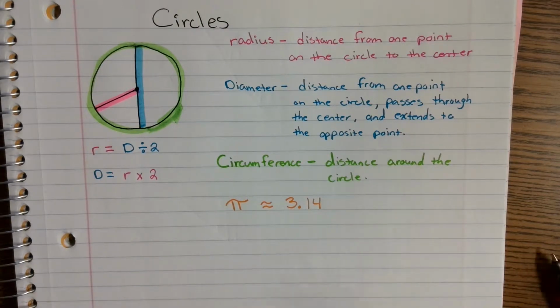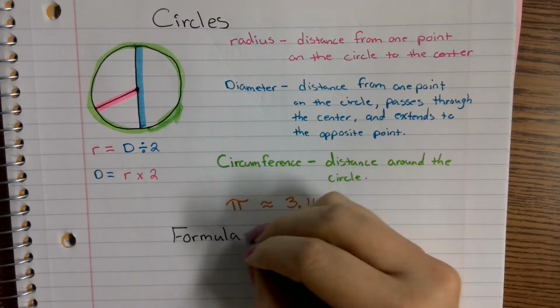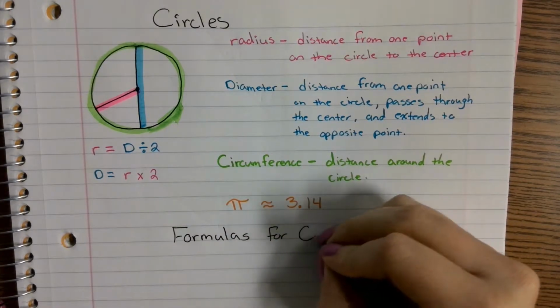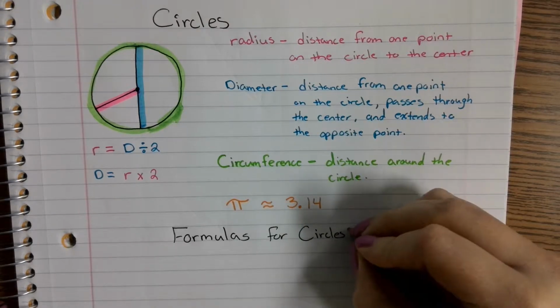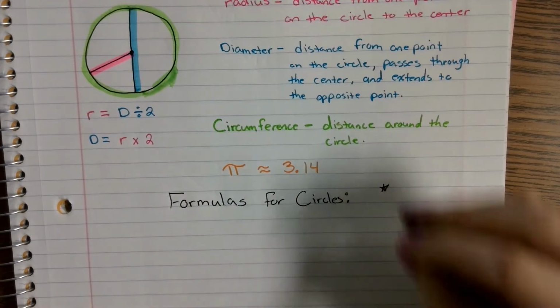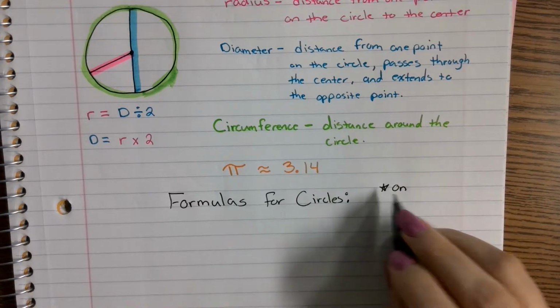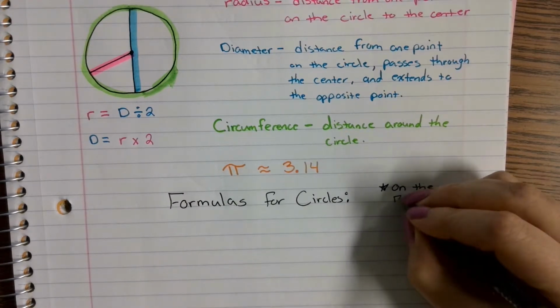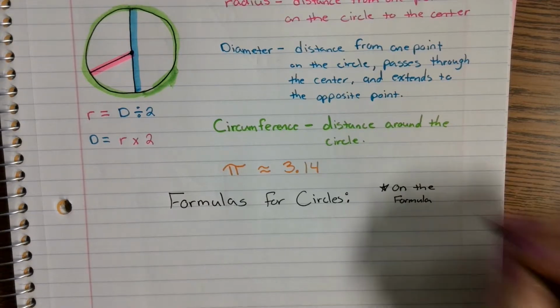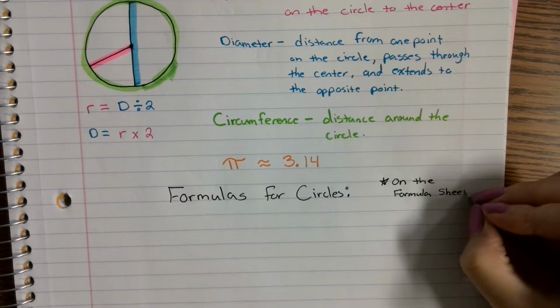So, formulas, like I said before, you will be given a couple of formulas on your formula sheet. Not everything. So formulas for circles. I'm going to put a star by the ones that will be on the formula sheet, so put a little footnote. If it's got a star, it's on the formula sheet. If it does not have a star, it's something you're going to have to remember, because not every formula will be on the sheet.